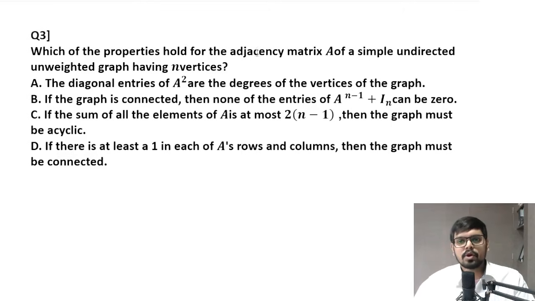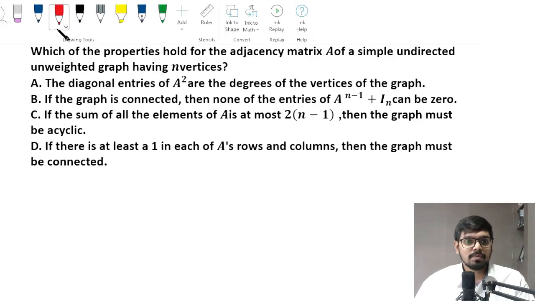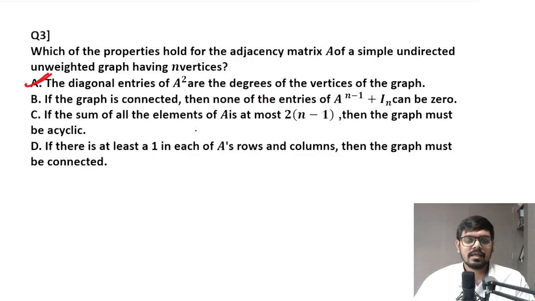Which of the following properties hold for the adjacency matrix A of a simple undirected unweighted graph having n vertices? The diagonal entries of A square are the degrees of the vertices of the graph. Do you remember how beautifully I have explained this thing? Yes, since A square represents the number of walks of length 2. Okay, length 2. So if I am here, how will I get length 2? I go to the next vertex and then come back again.